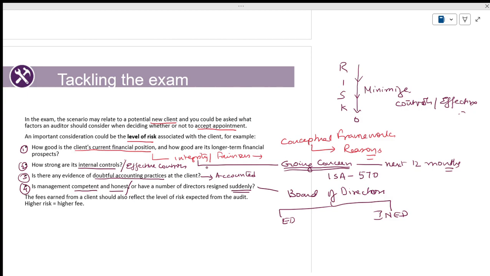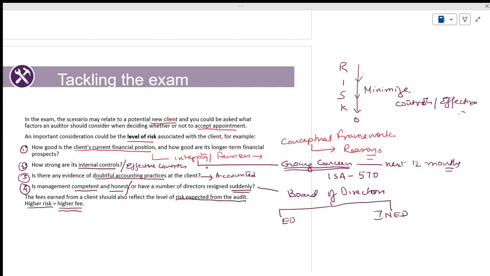The fees earned from the client should reflect the level of risk expected from the audit. Higher risk is higher fee. There is a big questionable debate, isn't it? But definitely, if your client is a big MNC, a multinational corporation, the risk factors will be different and complicated. In the finance industry, the banking industry, risk is very high.